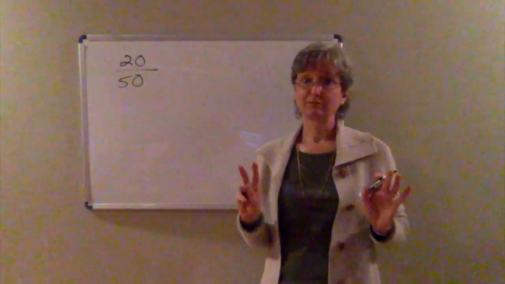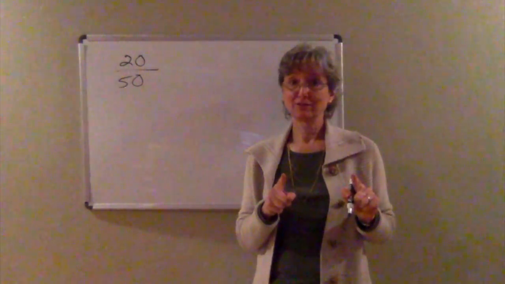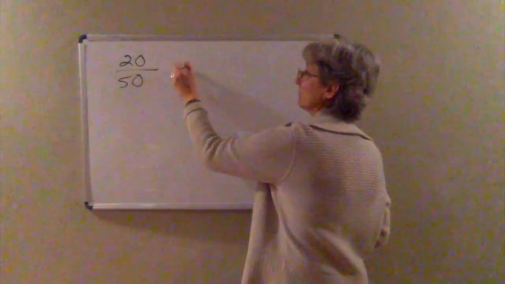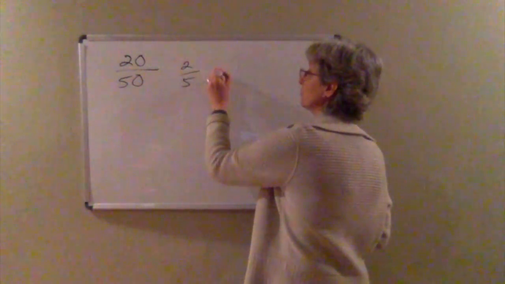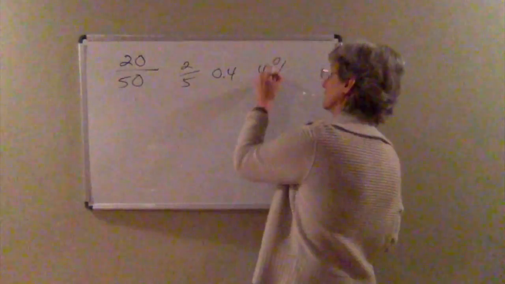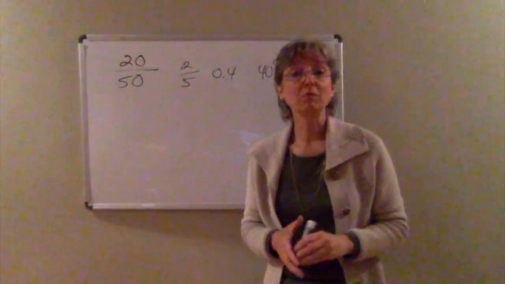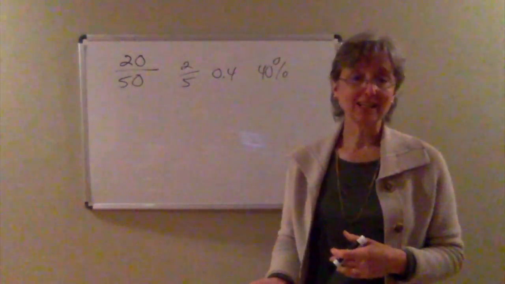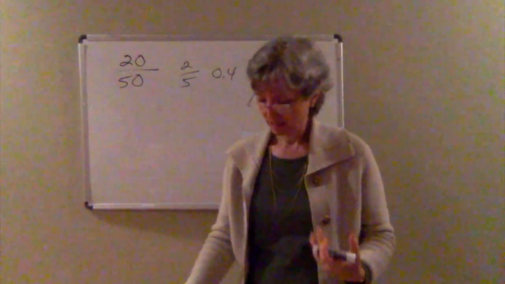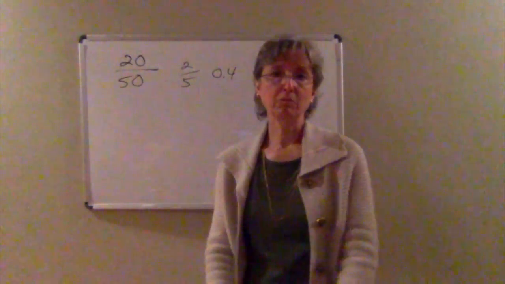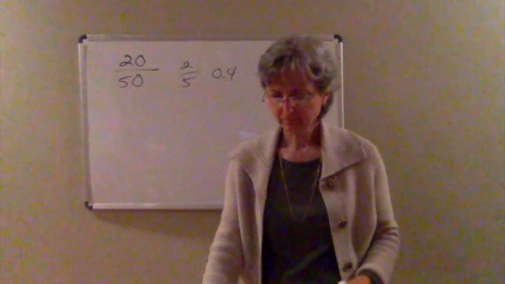Did you figure it out? Figure it out before I give you the answer. Okay. It is 2 over 5, or 0.4, or 40%. It's a 40% probability that she will get a hit on her next at-bat. That's how experimental probability works.